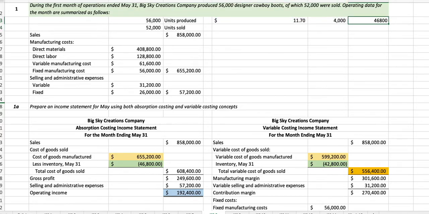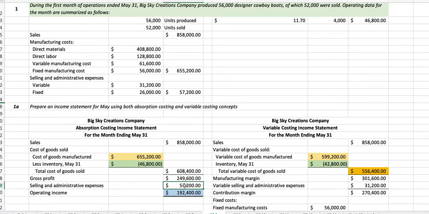And that gives me 46,800. And we can see that down here, 46,800. I made this a negative just because I want to subtract out the inventory. So now the total cost of goods sold are these two, and that is $608,000. My gross profit is just the difference between my sales, which is my revenue, and my cost of goods sold.